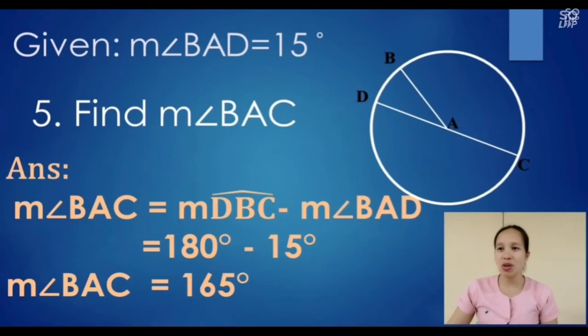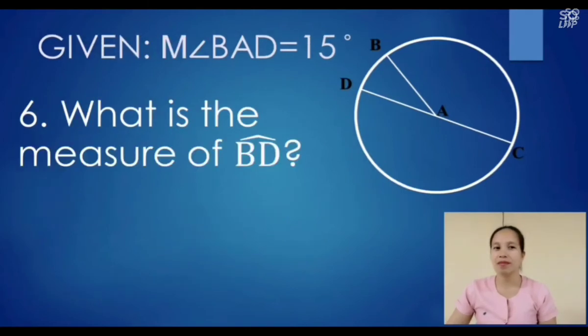Correct. Measure of angle BAC is equal to semicircle DBC, which is 180 degrees, minus the measure of our central angle BAD, which is 15 degrees. Subtract them, we have the remaining of 165 degrees, which is the measure of our angle BAC. Who got the correct answer? Very good. Let's proceed to number 6.